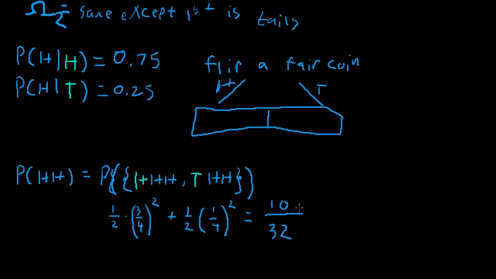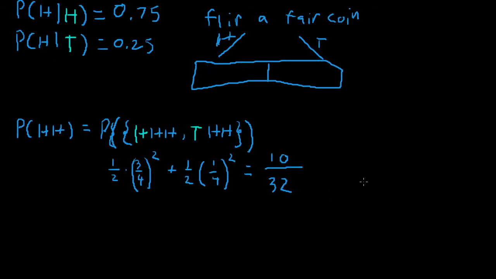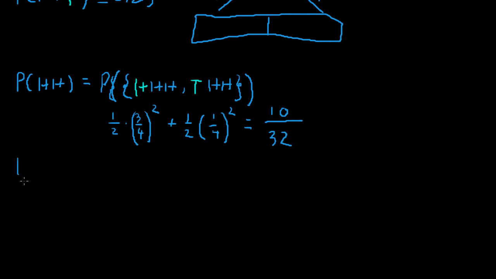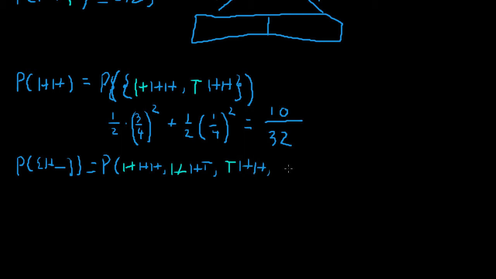Now, the probability of heads on the first flip, which we maybe will write as heads blank, is equal to the probability of the set: heads, heads, heads; heads, heads, tails; heads, tails, heads; heads, tails, tails; tails, heads, heads; tails, heads, tails. All right, so this is the set that we're looking at in the case of the first coin.